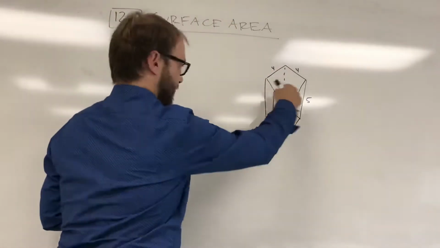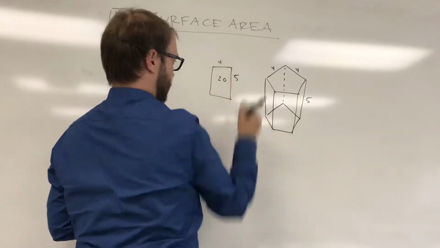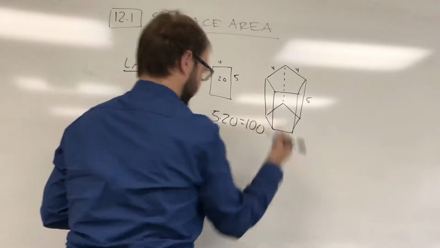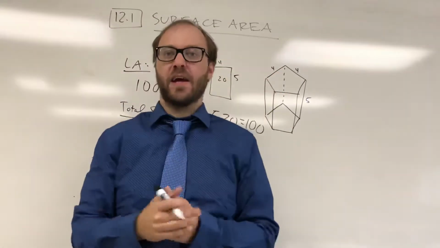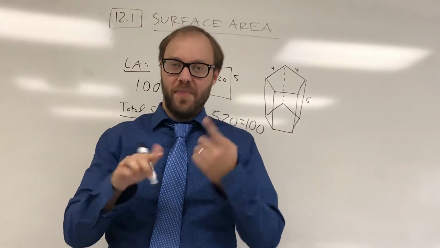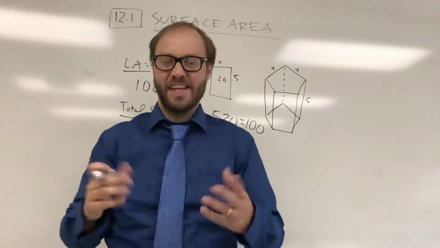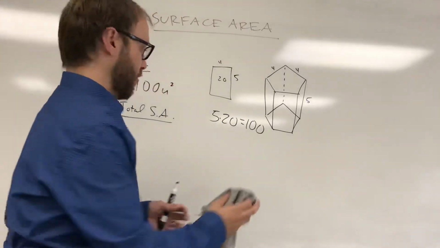Same kind of thing. Each of the faces is a 4 by 5 rectangle. So we have 5 faces, each of which measures 20 square units. It's 100 square units of lateral area. Piece of cake. Remember that pentagons, octagons, decagons, dodecagons, pentadecagons work a little bit differently than some of the other kinds of shapes we've worked with.